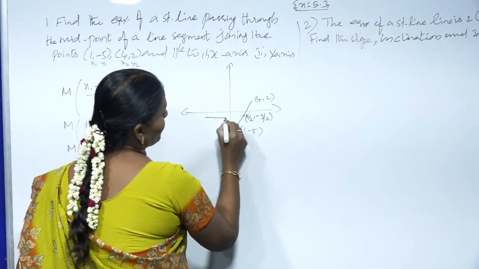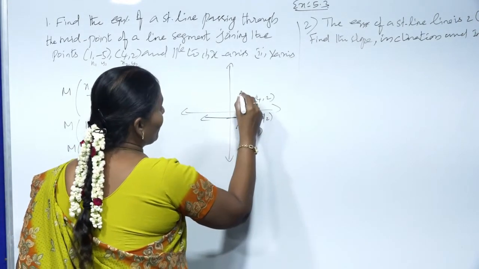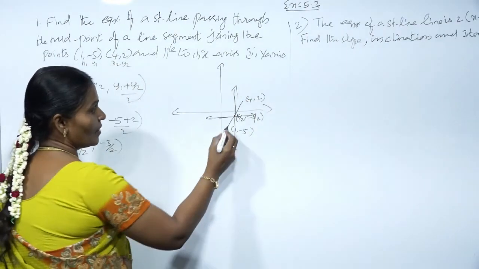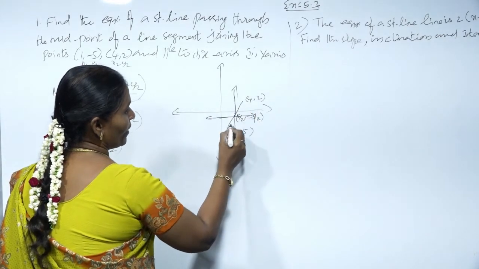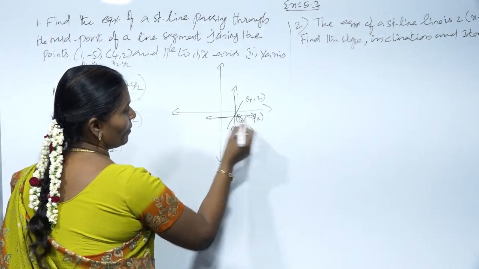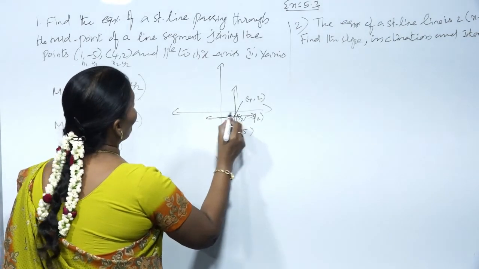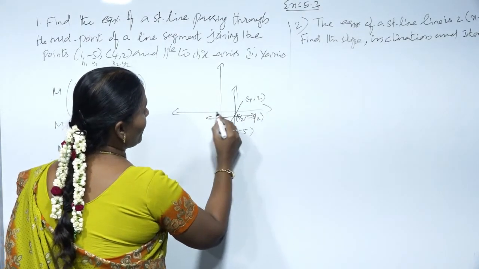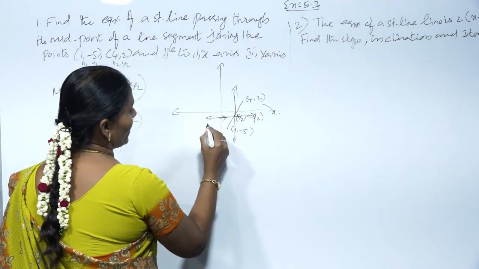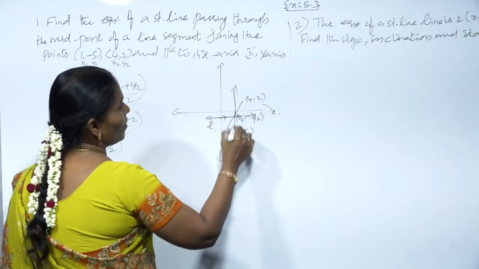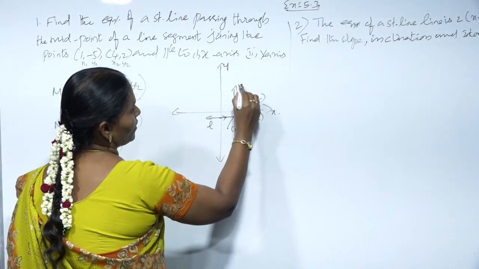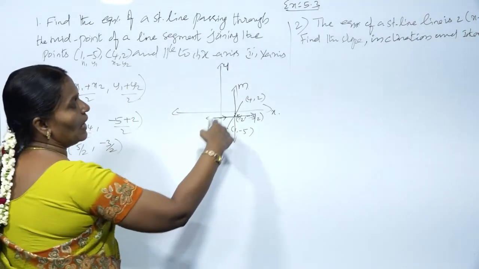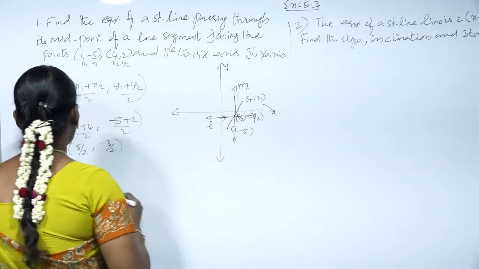You have to find out the equation of these 2 lines. See children, it's a line segment. The midpoint is (5 by 2, minus 3 by 2). This midpoint has lines passing through it. One line is parallel to the x-axis, consider this line is L. The other line is parallel to the y-axis, consider this line is M. Now you have to find out the equation of L and M. So how do you find that?